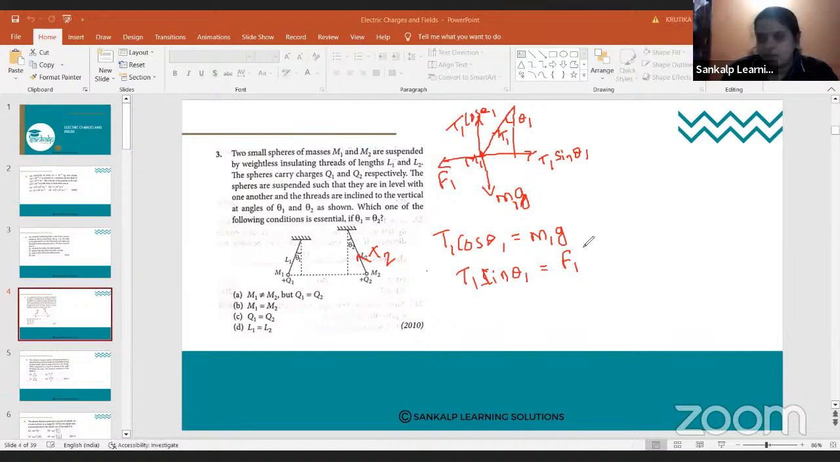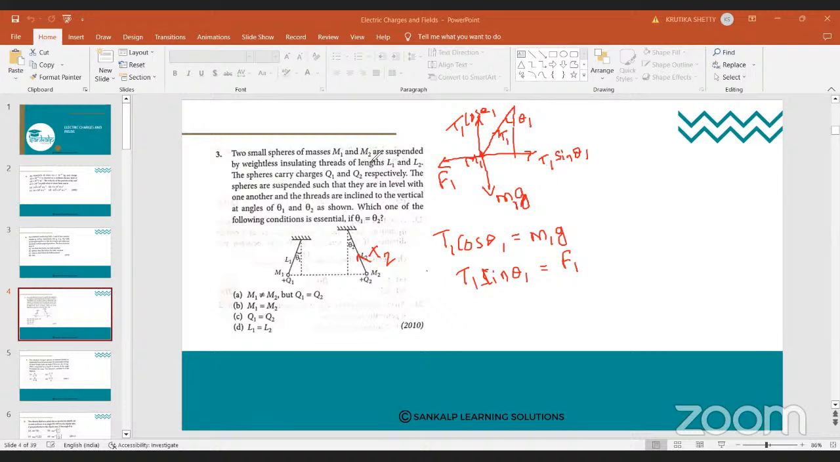So now let us divide these two equations. Name this equation as equation 1 and this as equation 2. So when I divide equation 2 by equation 1, you'll notice it is T1 sin theta 1 divided by T1 cos theta 1 is equal to F1 divided by M1 into G. You'll notice T1 cancels. Sin theta 1 by cos theta 1 is what?